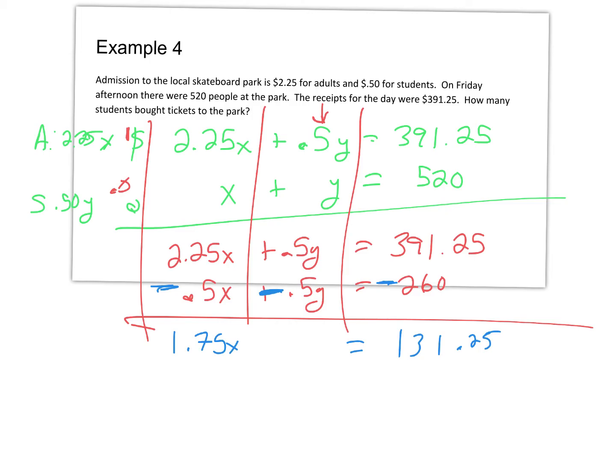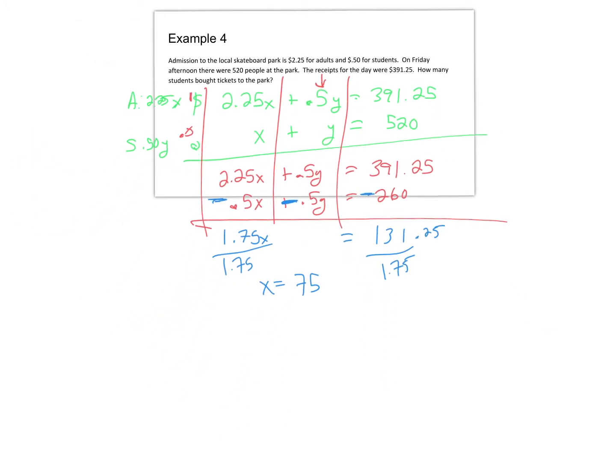Okay. So now at this point, we're going to solve the equation. Divide by 1.75. So x is going to equal, let me get my calculator, 131.25 divided by 175. I get x is 75. That's great.